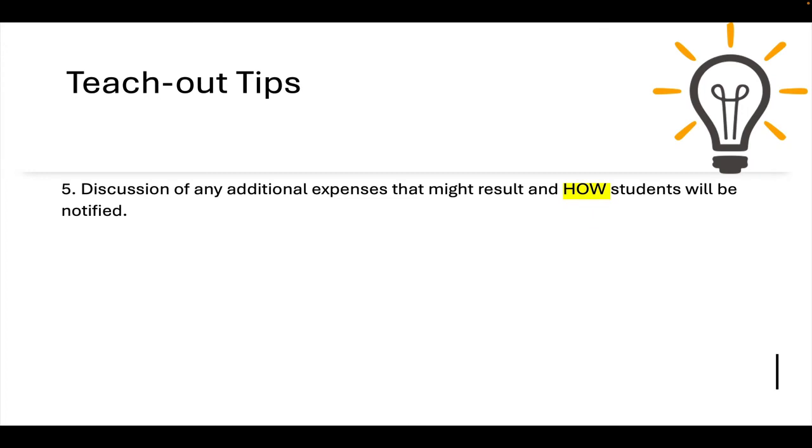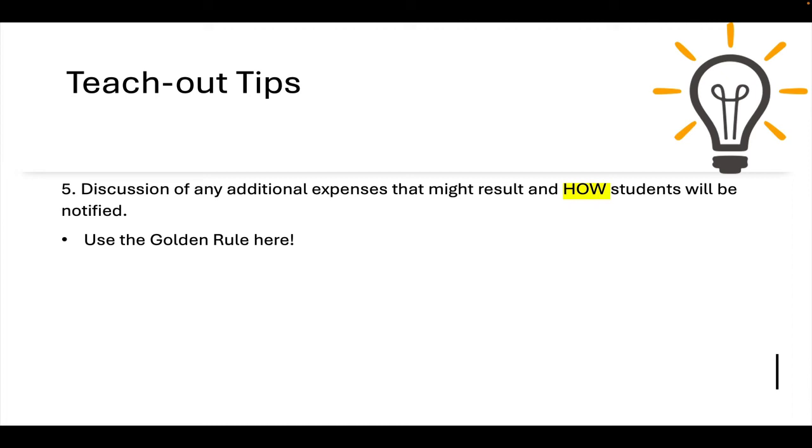Point 5, a discussion of any additional expenses that might result and how students will be notified. I say use the golden rule here and think about how you would feel if you were promised something for a particular price and then somebody came along and said, oh, by the way, now it's going to cost you more. Nobody would like that, and students certainly aren't going to like this, right?